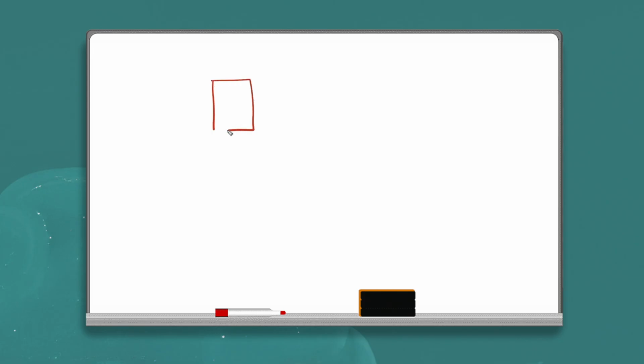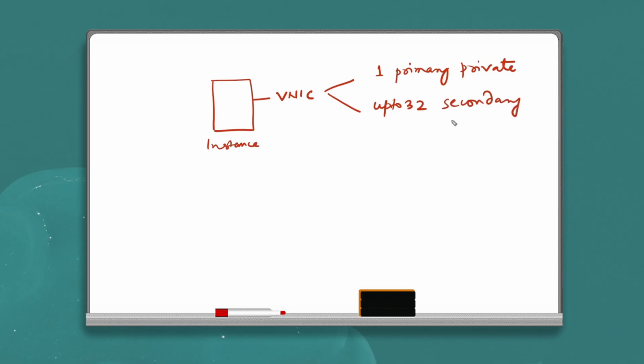Let's say there is an instance. This instance has a VNIC, and we have discussed this VNIC can have one primary private IP address and up to 32 secondary private IP addresses.